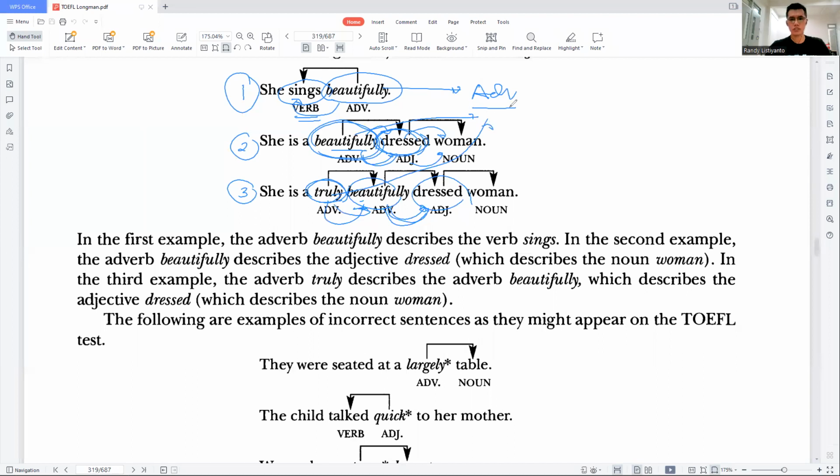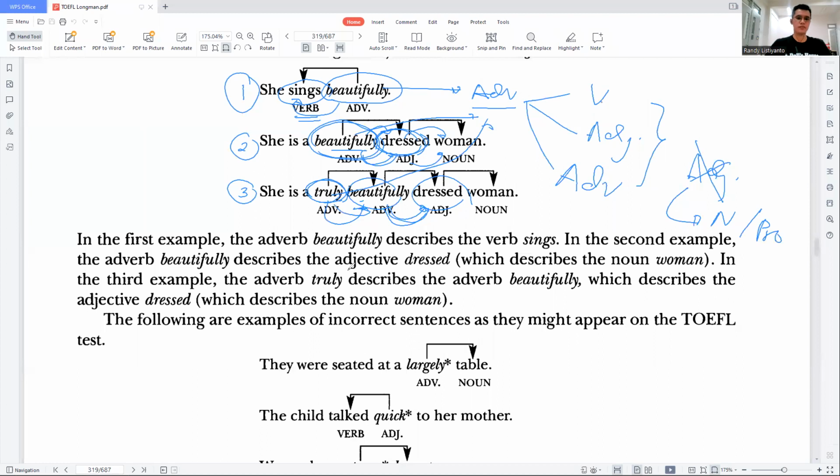Now you see that an adverb can describe a verb, an adjective, and also another adverb. This cannot be done by an adjective, because an adjective can only describe a noun or pronoun. You have to pay attention to this matter very carefully. Okay, let's move on.